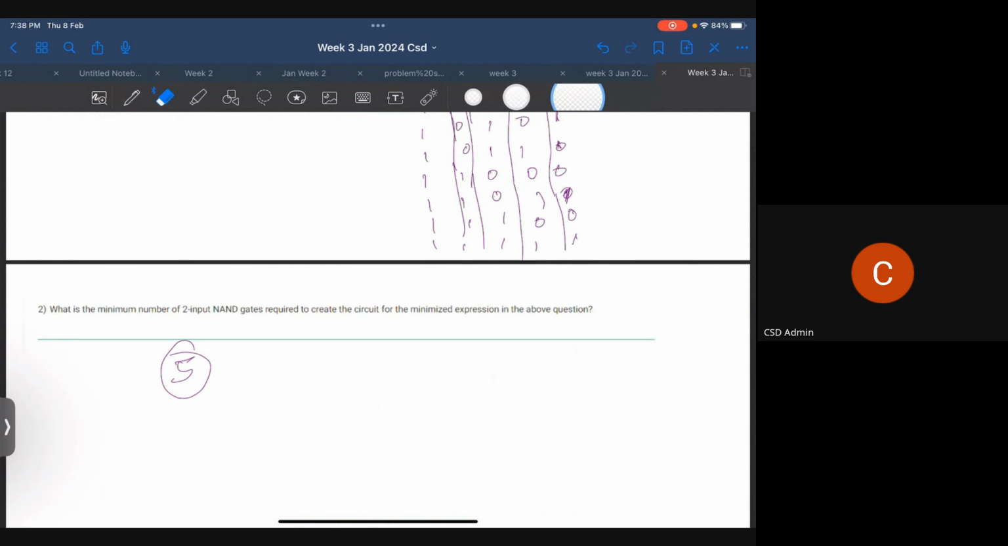Sometimes what happens is they will give a new expression and ask what is the minimum number of NAND gates. I think GATE practice is given. If you solve the GATE paper, there is a timing diagram and they ask what is the minimum number of NAND gates and NOR gates. If you know the basics, you can do that. Okay.